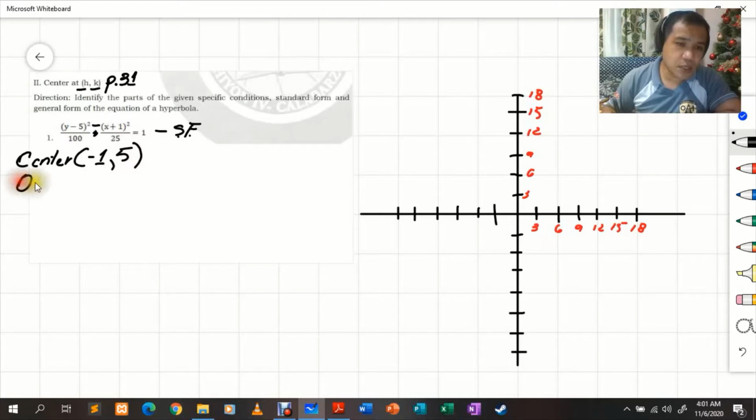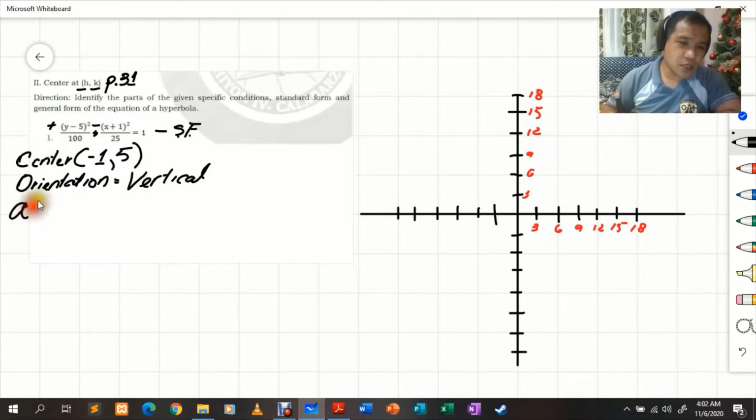Next, for the orientation. Ang orientation natin ay vertical. Paano natin nalaman? Dahil y ang positive sa equation nito. Noong nakaraan, si x ang positive kaya siya horizontal. This time, y naman yung positive.